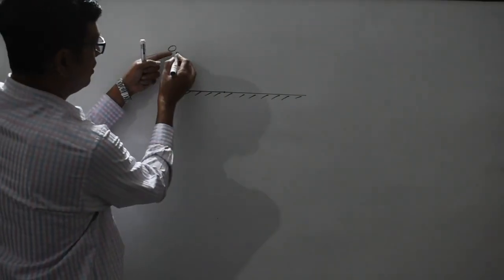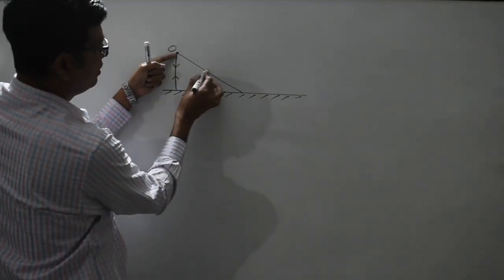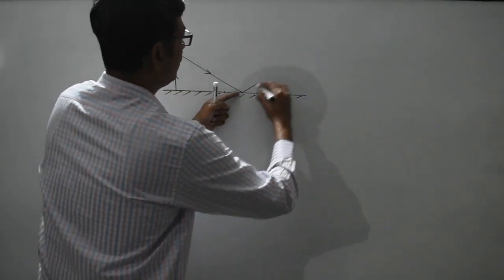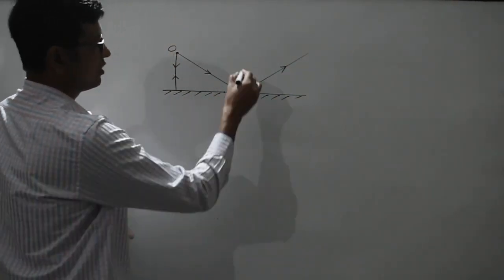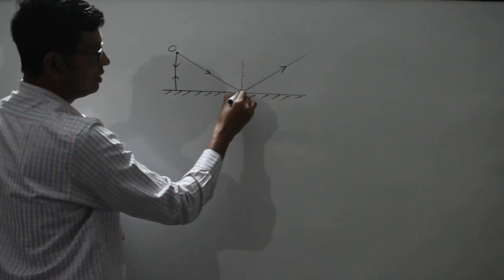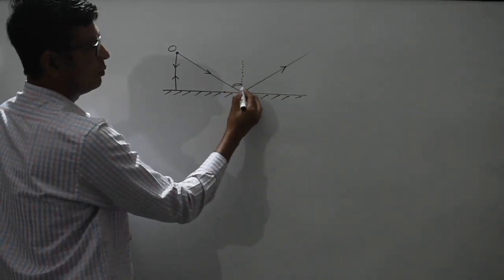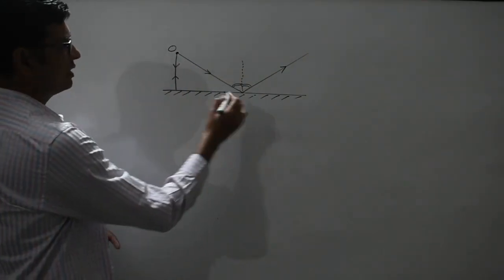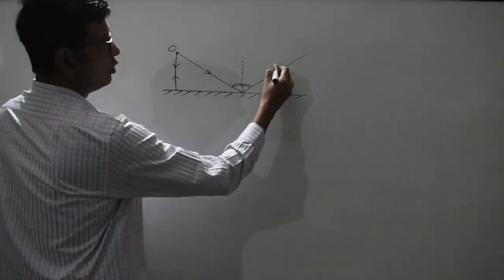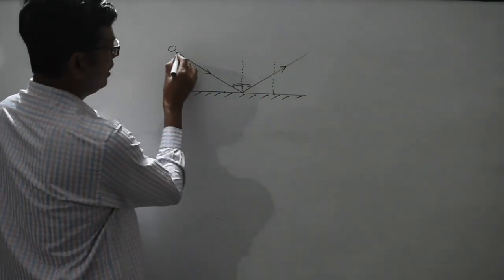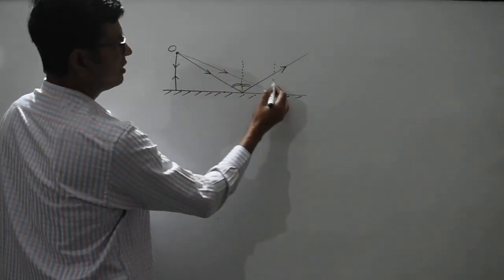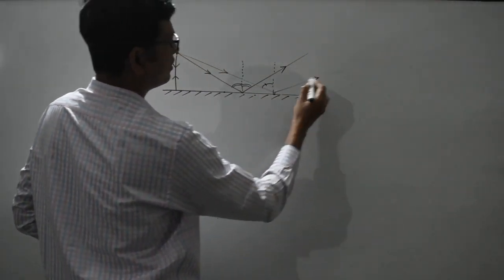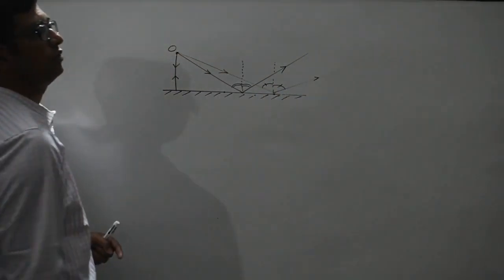This is the object. At this particular point, the ray is incident in an oblique direction, so it will get reflected in the same medium, obeying the laws of reflection. If you draw a normal over here, this angle would be equal to this angle. Angle of incidence would be equal to angle of reflection. So let's consider some third point. Over here, if you draw a normal, the angle of incidence will increase, so the angle of reflection will also increase. This will be the angle of reflection.